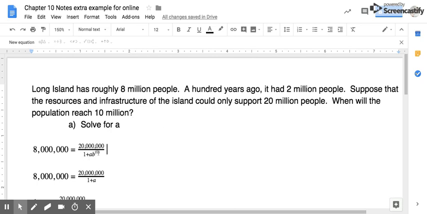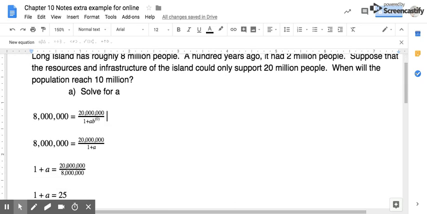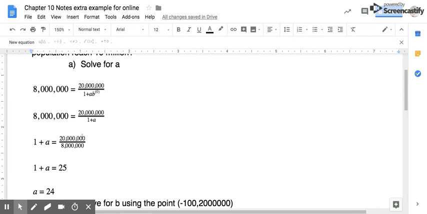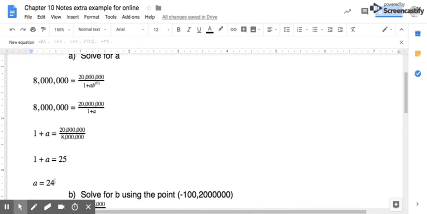So when I take B to any power, it becomes 1. So now I'm left with 8 million equals 20 million divided by 1 plus A. I'm going to do the Anderson swap. Put the 1 plus A over on the left. 8 million is my denominator. So 20 million divided by 8 million is going to give me 25. Subtract 1 from both sides. I get A equals 24.